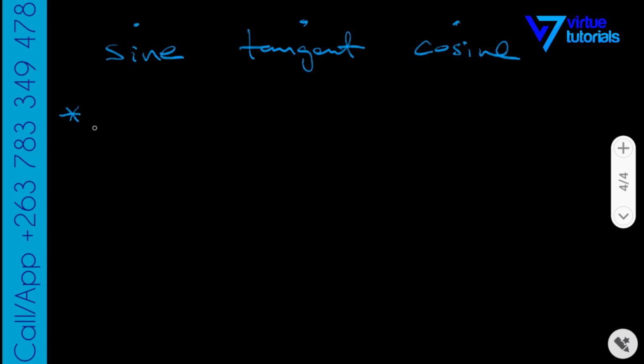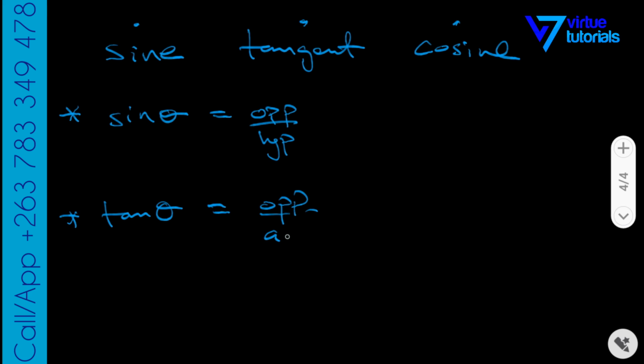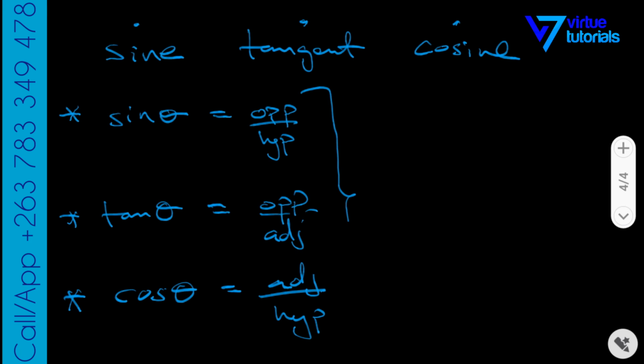Now, here are our relationships. Sine of theta is equal to opposite over hypotenuse. Tan of theta is equal to opposite over adjacent. And cosine of theta is equal to adjacent over hypotenuse. Sine of theta is opposite over hypotenuse, tan of theta is opposite over adjacent, and cos of theta is adjacent over hypotenuse.